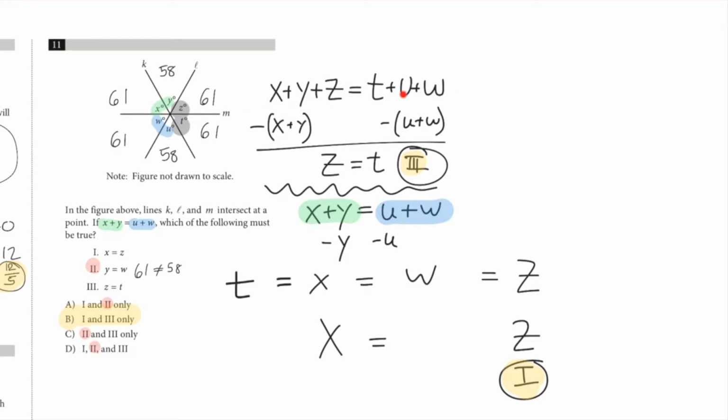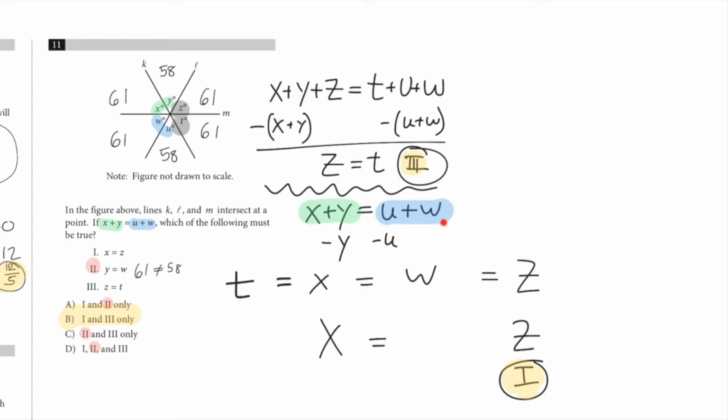I saw that the top 3 have got to equal the bottom 3, and then you subtract out the x plus y, you subtract out the u plus w, and you get z equals t. So z equals t, and that is statement number 3. So if I know statement 3 is going to be true, then I've eliminated a. It can't be a.